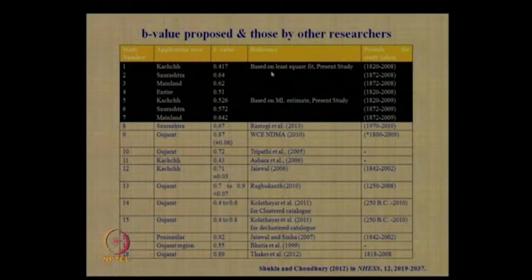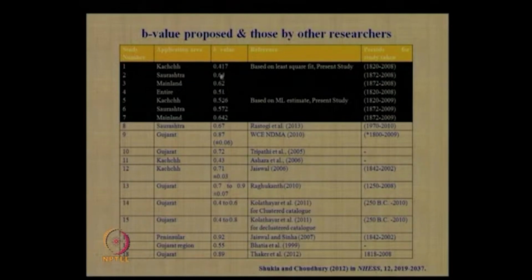So, as per the least square fit method, for the Kutch region the B value we obtained is 0.417, for Saurashtra we got 0.64, that we have already compared in that slide with respect to Rastogi et al. 2013 latest finding, which is 0.67 for Saurashtra. So, you can compare these two values, which compare pretty well, right. For mainland Gujarat 0.62 and for entire Gujarat 0.51.